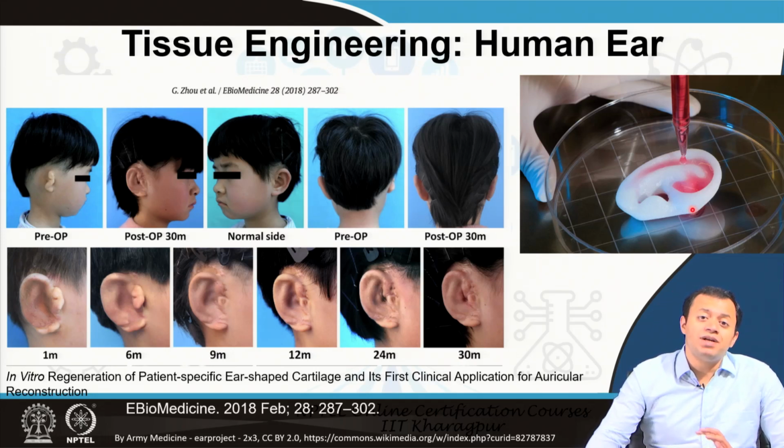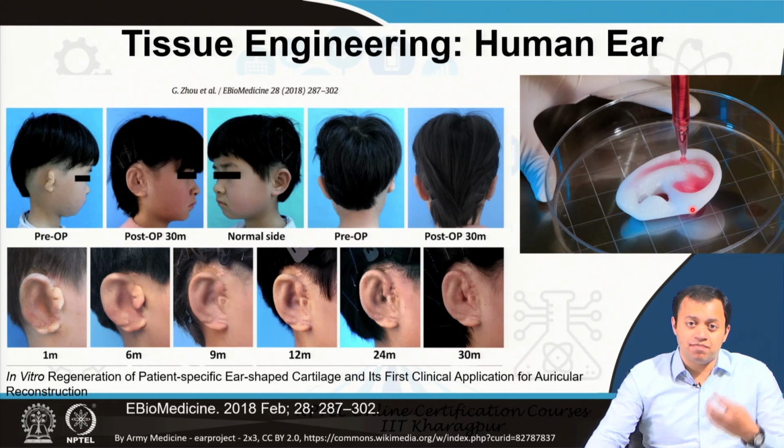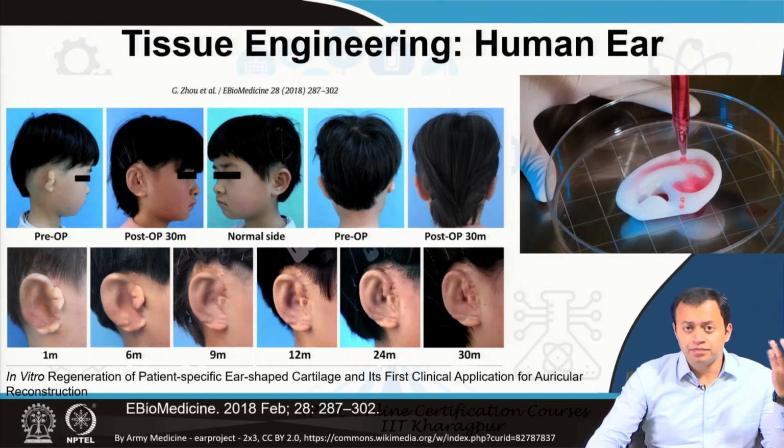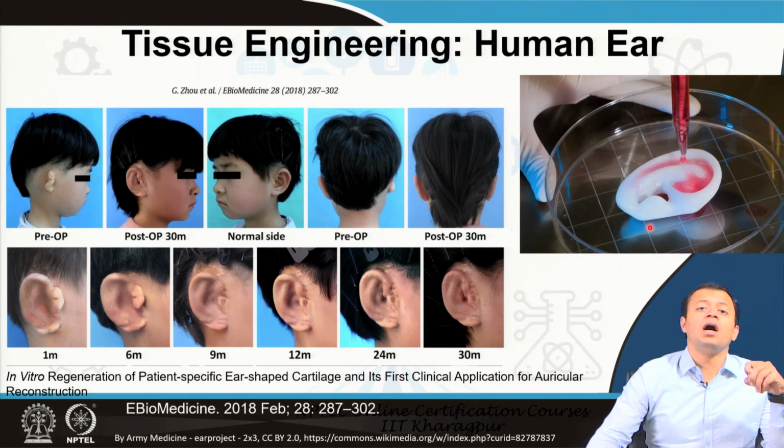There will be complete acceptance, or the chances of acceptance from the person's body are much higher for a lab-grown, stem cell grown kidney rather than something transplanted from another person.